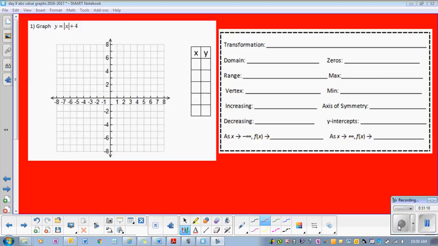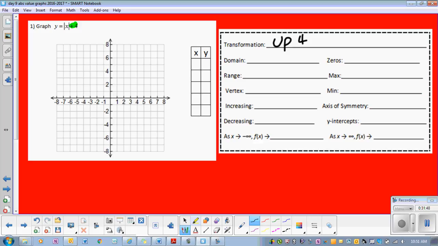So now, guys, this is putting it all together. You guys are doing such a great job. Now this is where we're headed. Okay? So we're going to look at y equals the absolute value of x plus 4. Let's talk about the transformations. This is the only thing that got added on to the parent function. So, how did that make it move? Up 4. Good.